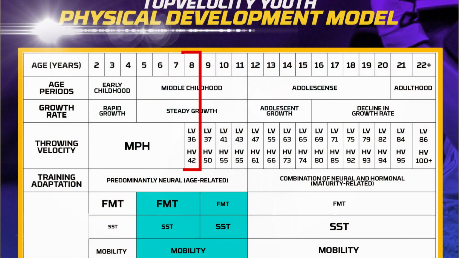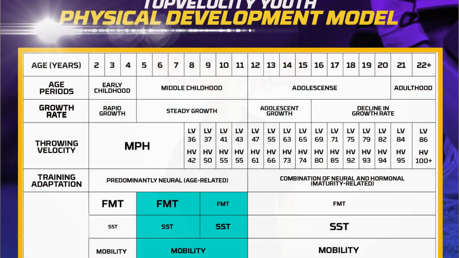At age 8, low velocity is 36, high velocity is 42. Age 9, low velocity is 37, high velocity is 50. Age 10, low velocity is 41, high velocity is 55. These are just ranges, guys, and it's speculative. It is based on looking at data on averages. So you're looking at averages here, okay? And once again, even if you're below the low velocity, it doesn't mean you're not going to throw harder later in life. So just take this with a grain of salt.